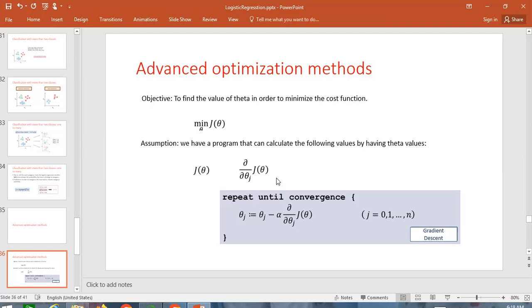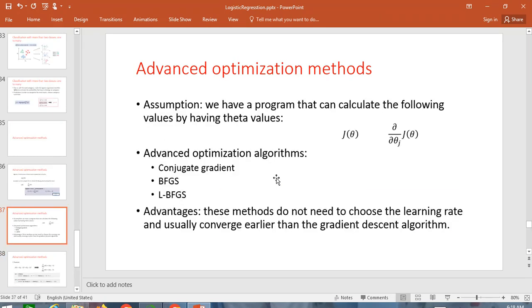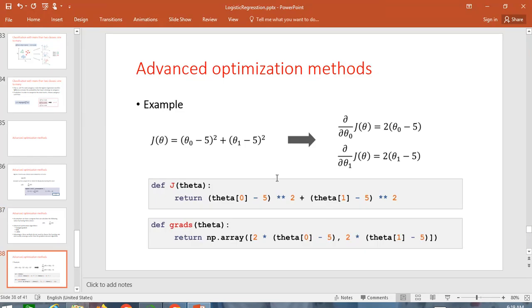For example, one of these methods is conjugate gradient or BFGS, which stands for the names of the creators of this method. There are many methods, we don't need them. The advantage of these methods is that they can converge much faster than gradient descent and do not need the learning rate hyperparameter. For example, suppose we have this simple function and we intend to optimize it.